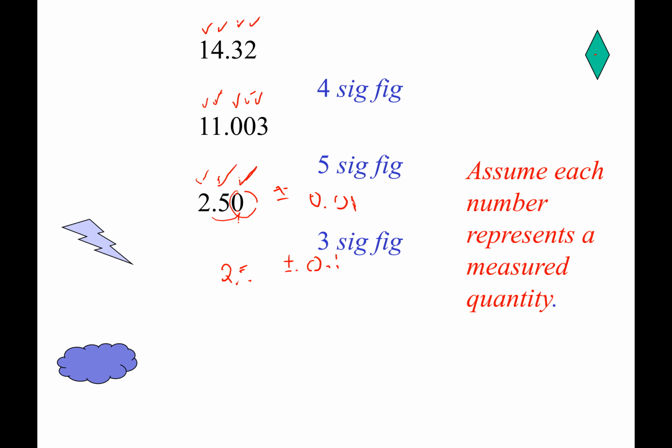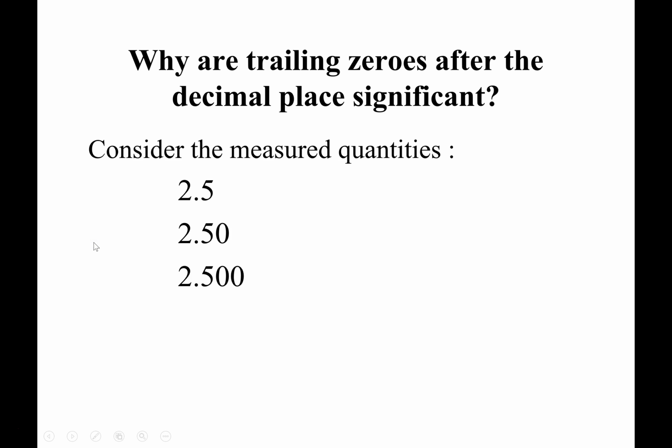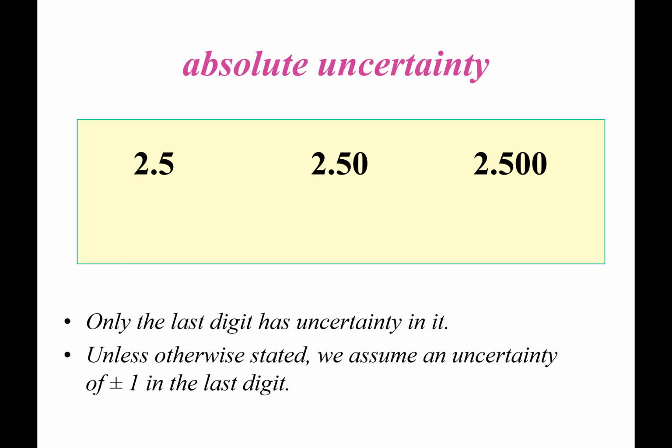This talks you through why trailing zeros after a decimal are significant. So for instance, if somebody said I have 2.5, I have 2.50, I have 2.500. Of course, for this first one, how many sig figs here? 2, very good. How many sig figs here? We have 3, perfect. How many sig figs here? We have 4 sig figs, yep, you got it.